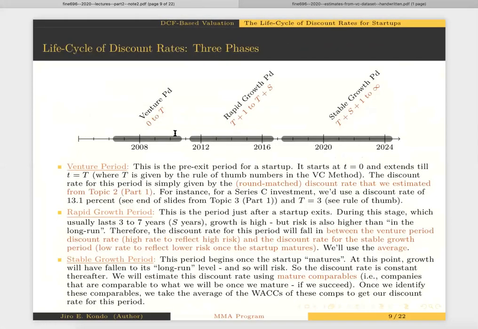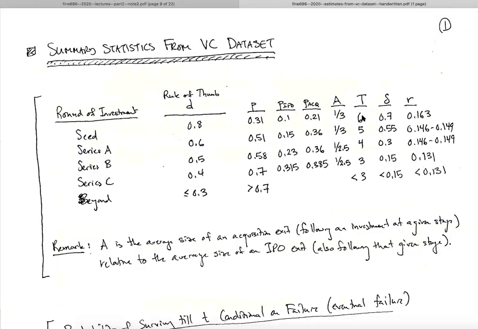Maybe another thing I should mention, right? So in addition to estimating the levels of each of our discount rate levels in each of the 3 phases, we need to estimate the length of this phase and the length of this phase. As I said already, length of this phase, we can just, again, use our historical VC data. So if we're valuing a seed stage investment, I would assume that the length of the venture period would be 6 years. If it was a Series C, I would assume 3 years.